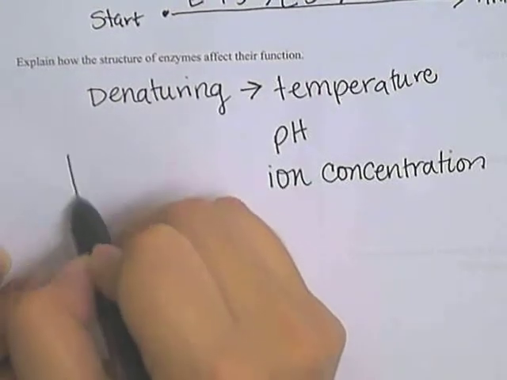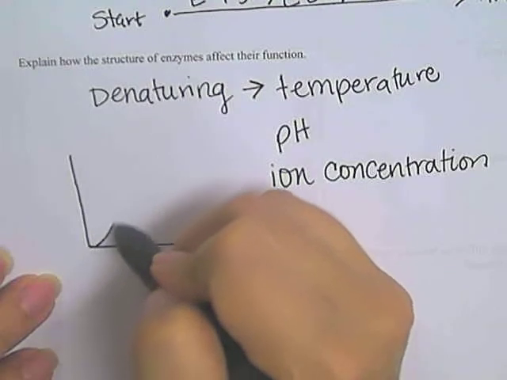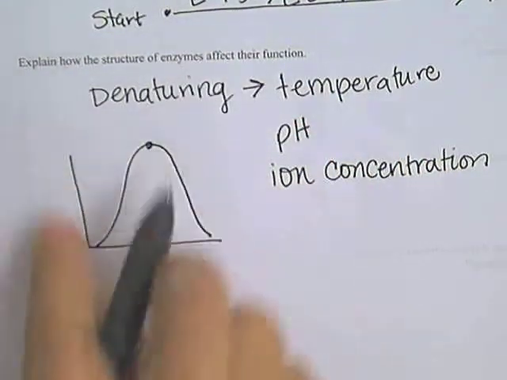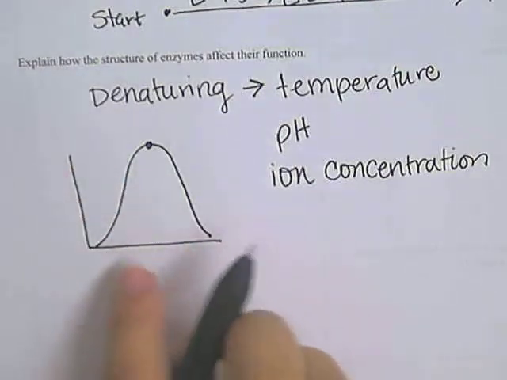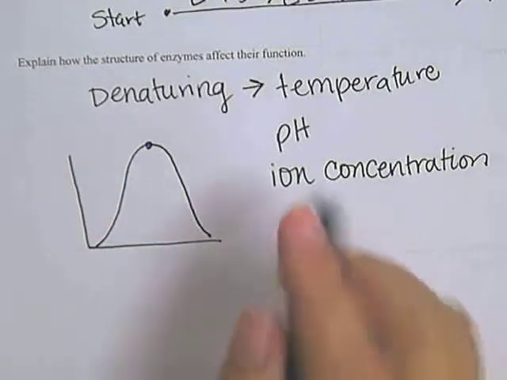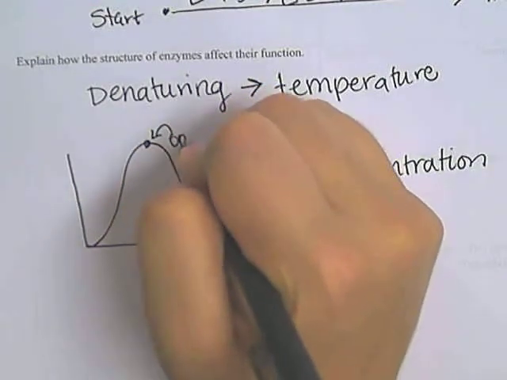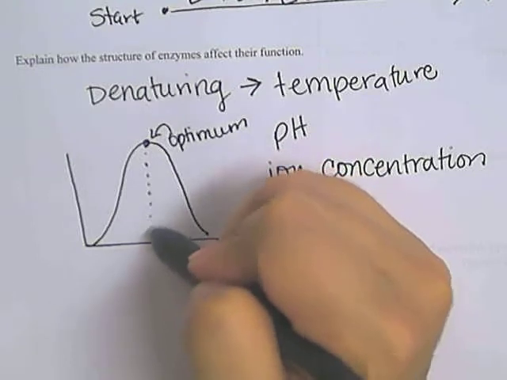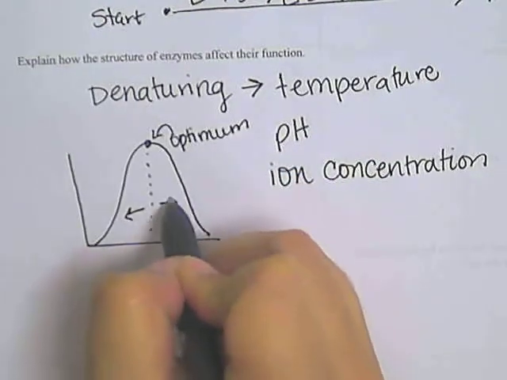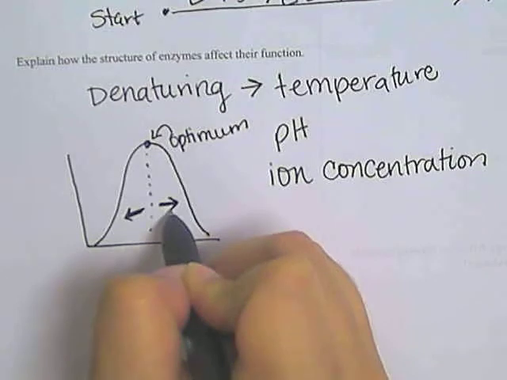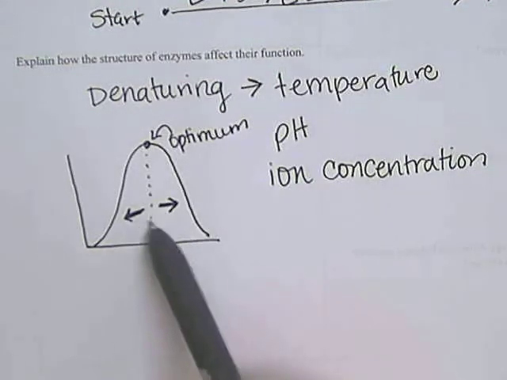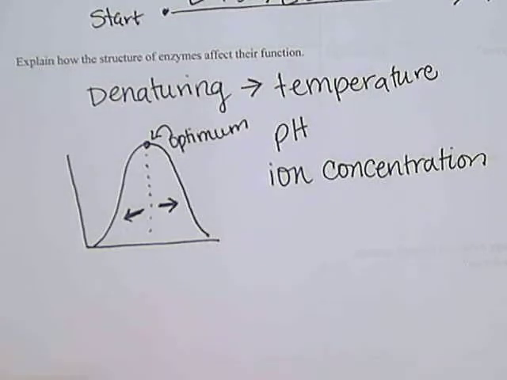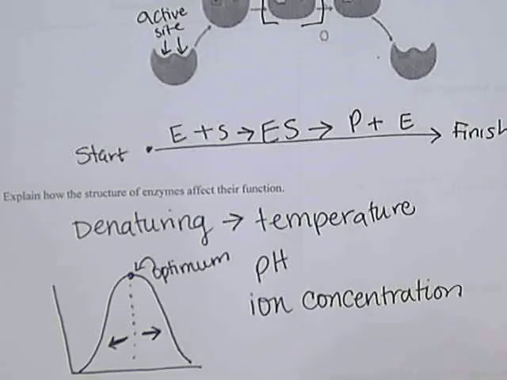Usually you can see this process. If this is my rate of reaction, and this is, let's say, pH or temperature, this right here represents your optimum. And then anything beyond this range, you're going to get decreased enzyme activity to the point where the enzyme will no longer function. So enzymes are a great example of how structure affects function.